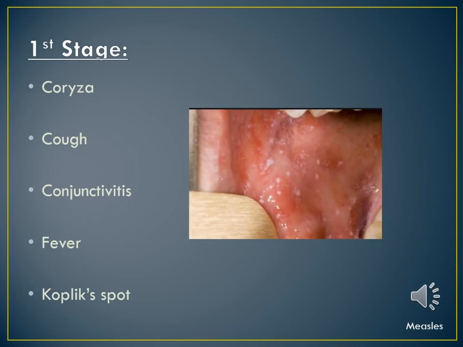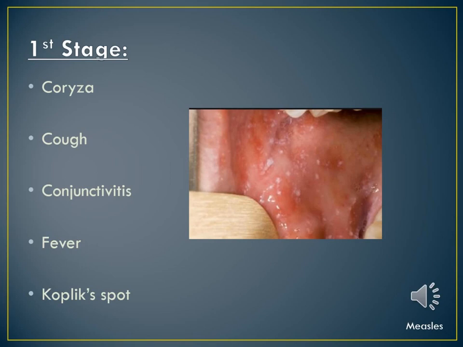The first 3 days are dominated by the 3 C's: coryza, cough, and conjunctivitis. Coryza is the inflammation of the mucous membrane of the nose, causing a runny nose. Cough is typically brassy and uncomfortable, and conjunctivitis causes red, watery, and photophobic eyes. These are usually accompanied by fever.